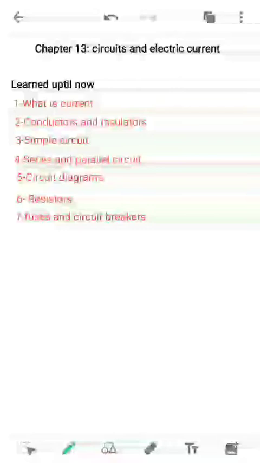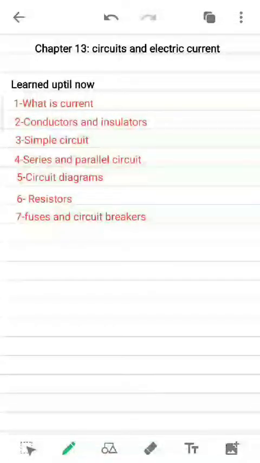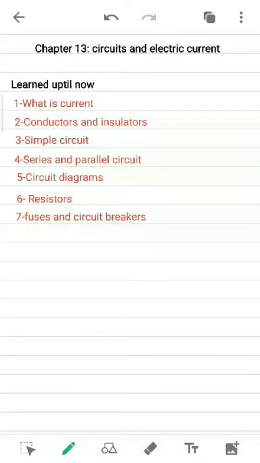Okay, we have to continue our chapter number 13, which we have been doing for the past few days. Chapter number 13, Circuits and Electric Current. I have mentioned here all the important points which we have discussed up till now. So you need to be clear about these topics. I have mentioned here all of these topics you should be clear about.